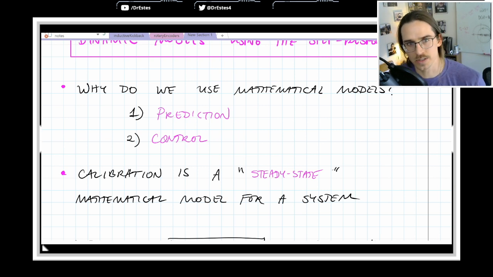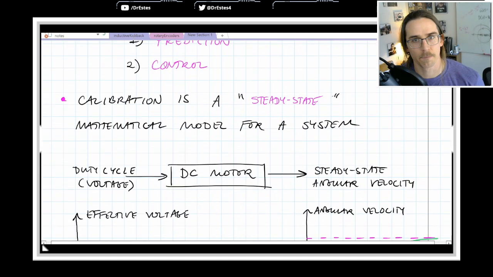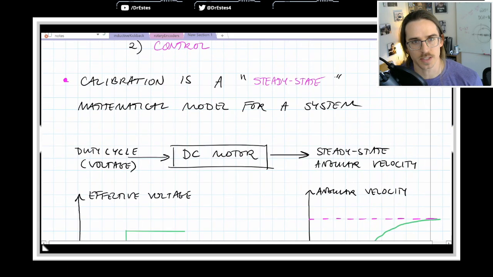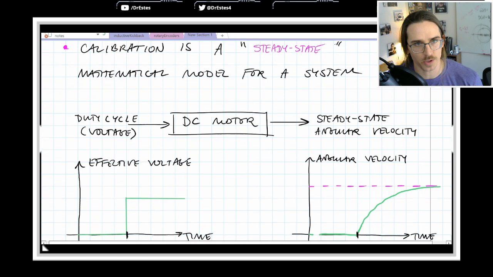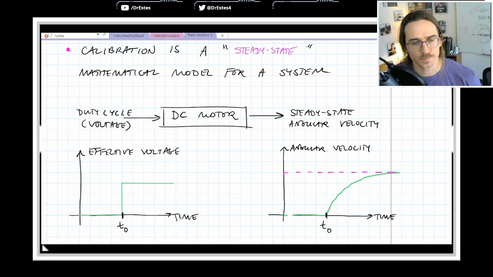So calibration is a steady state mathematical model. Let me explain with this, because we've done calibration of a DC motor recently, but it was just a steady state calibration. So I'm trying to get this all in the frame. Spool out a little bit.